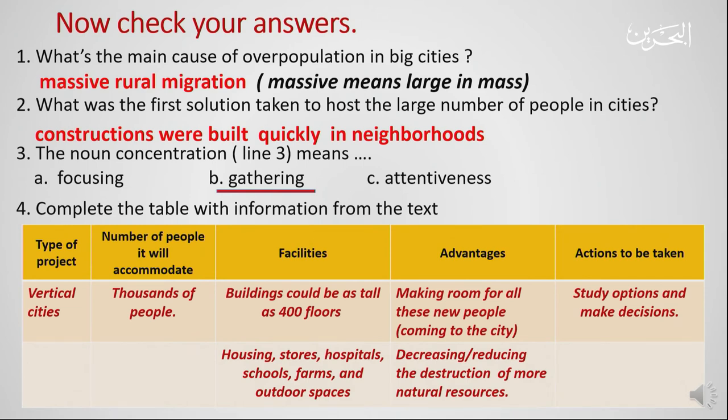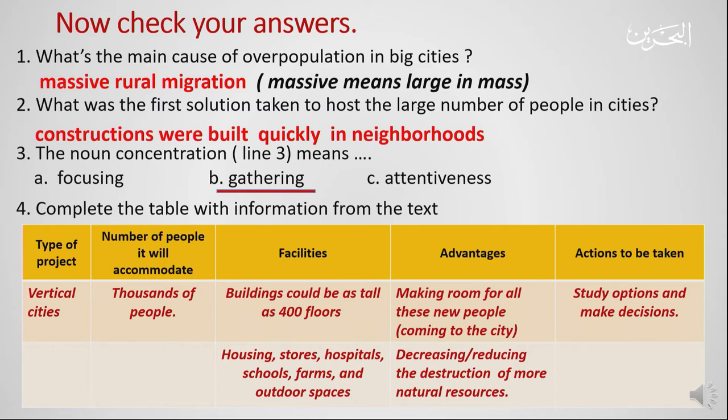Find your answers. So, very good. Number 1, massive rural migration. What do we mean by massive? We mean large in mass. Number 2, what was the first solution taken to host large numbers of people in cities? Very good. Constructions were built quickly in neighborhoods. And the meaning of the word concentration?